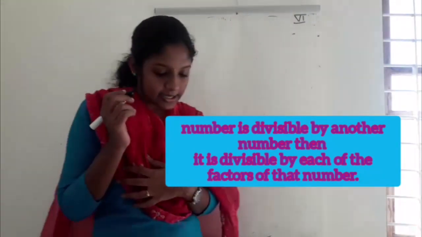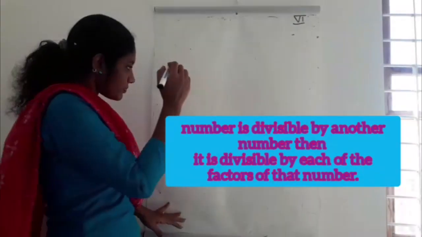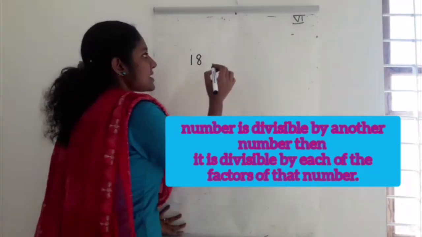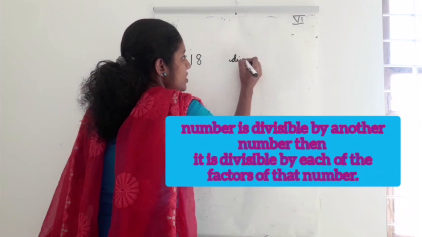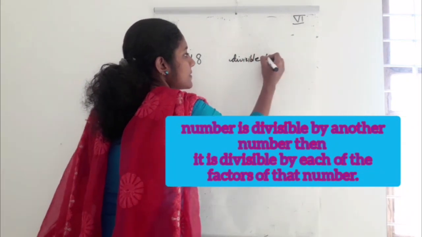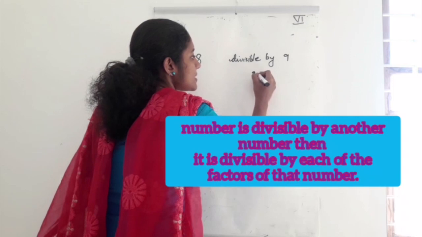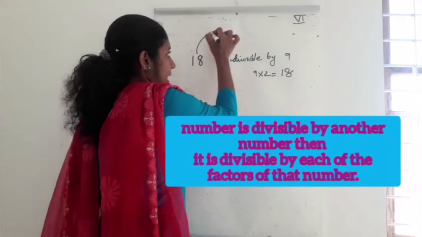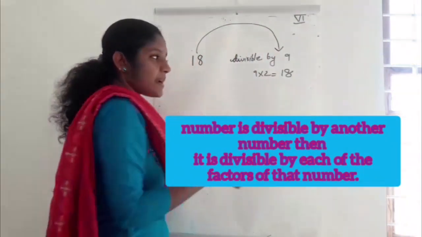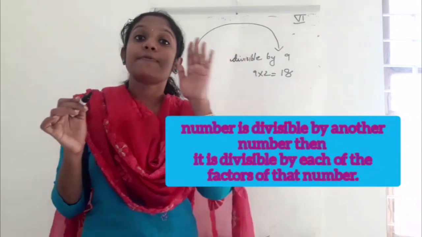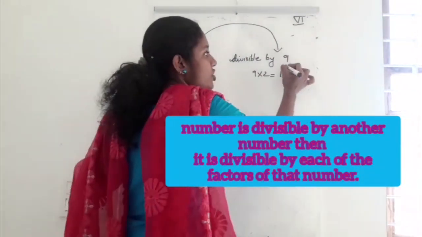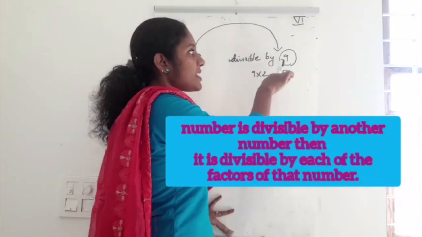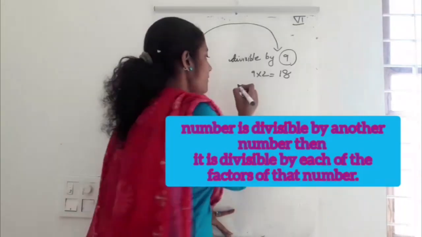The example: you all know that 18 is divisible by 9, that is 9 into 2 is 18. According to the rule, if a number is divisible by another number, then it will be divisible by the factors of that number also. Here 18 is divisible by 9, so it will be divisible by the factors of 9 also. Which are the factors of 9?